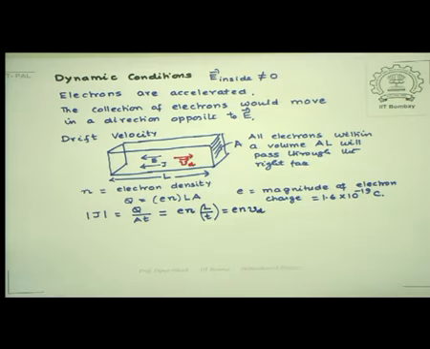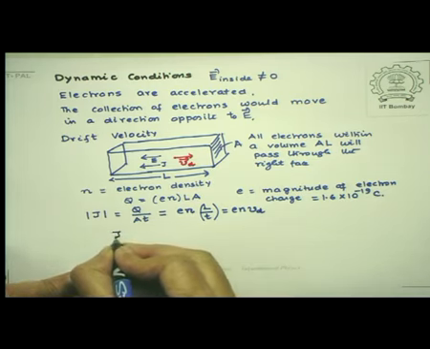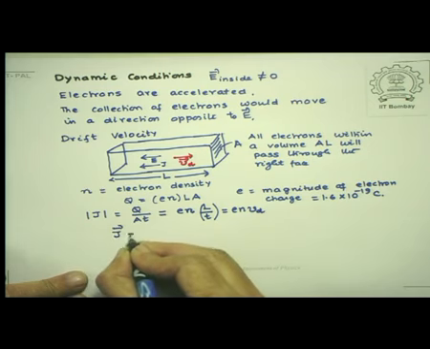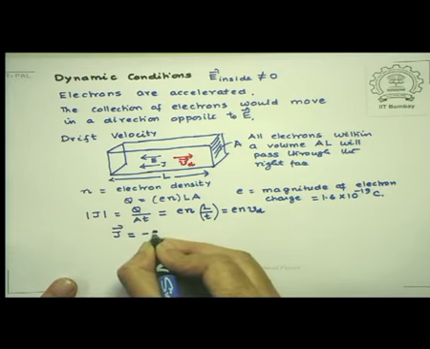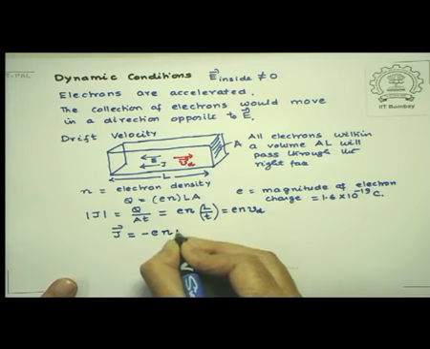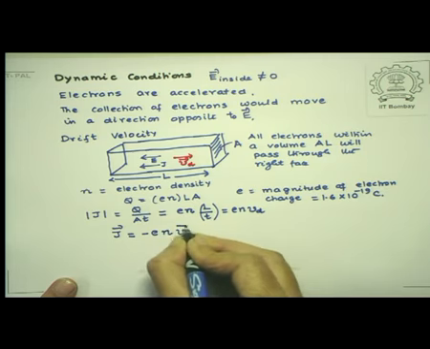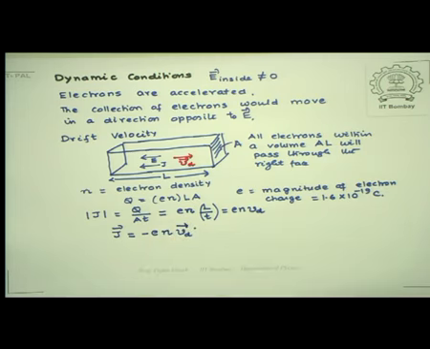Now since the direction is opposite to that of the current density, I write my current density J as equal to minus e times n times Vd. The direction of the current density is opposite to the direction in which the electrons are moving.